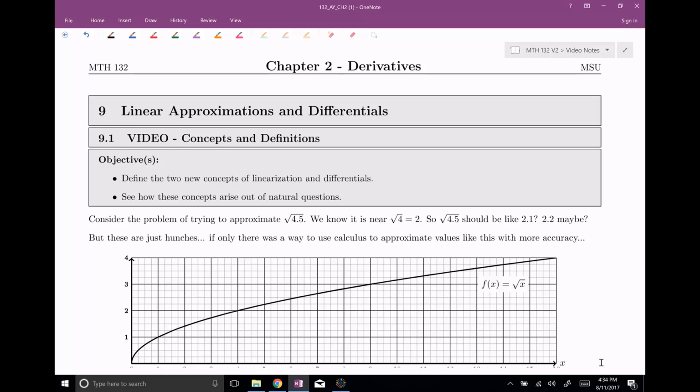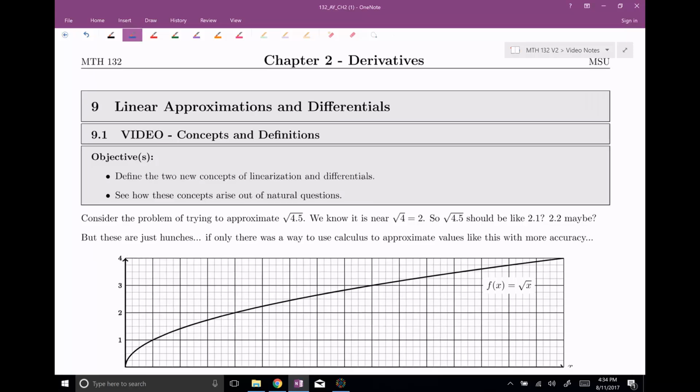Alright. So here's the problem that I want us to consider. We're trying to approximate the square root of 4.5. And so we know some things, right? The square root of 4 is equal to 2. So like 4.5, maybe it's 2.1, maybe it's 2.2, but these are hunches. And the claim is that there's a way to use calculus to actually give us a good approximation with quite a bit of accuracy.